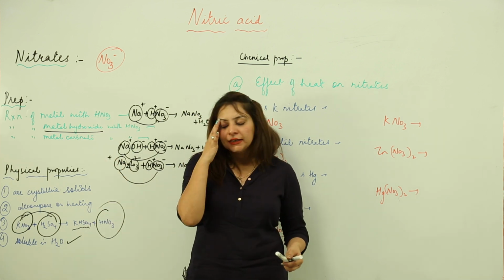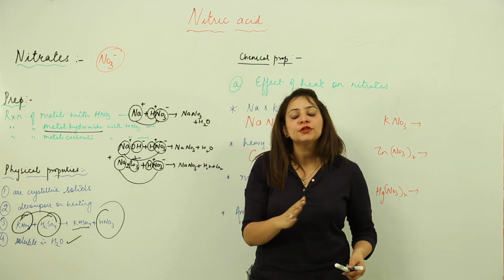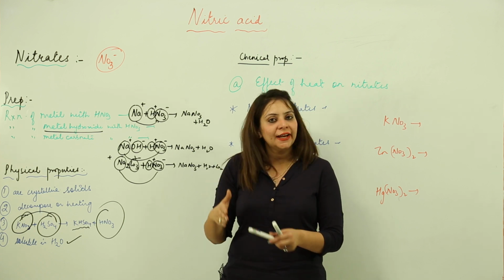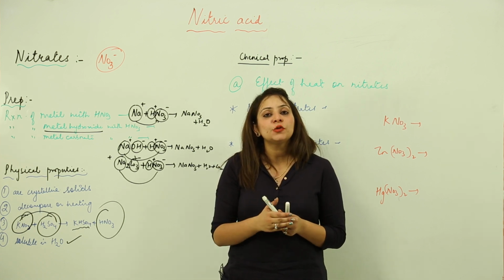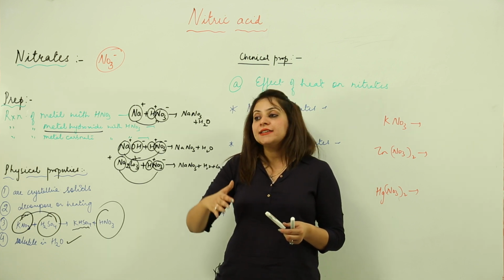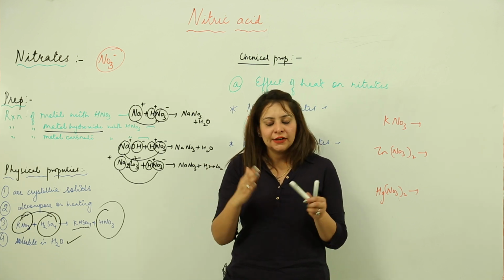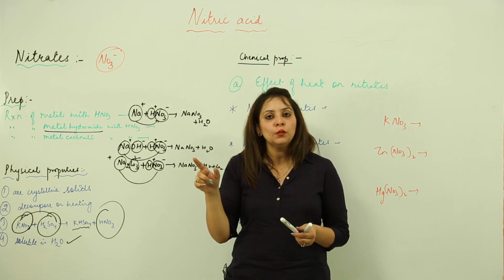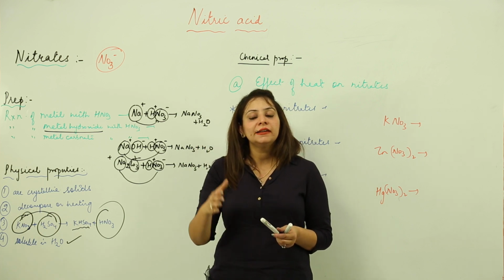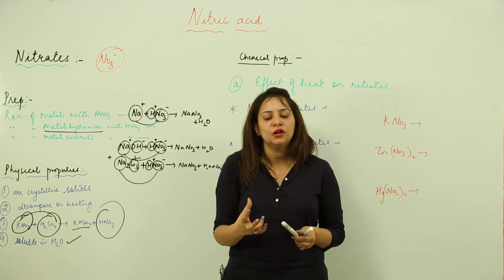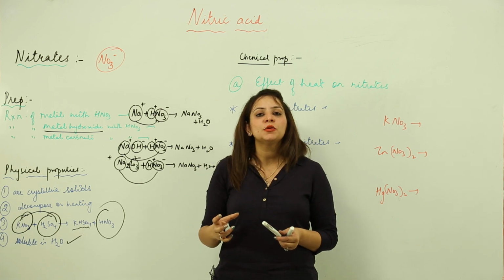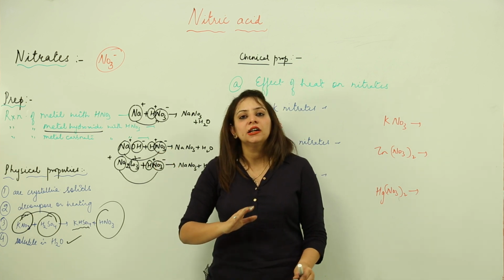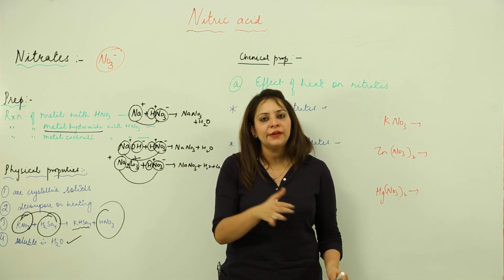One more thing is striking in my mind, if we are talking about color, you should know that mostly metal nitrates are white in color, except copper nitrate is blue, ferrous nitrate has a dirty green color, and ferric nitrate has a reddish brown color. I will repeat: copper nitrate has a blue color, ferrous nitrate, Fe2 positive I am talking about, has a light green or dirty green color, and ferric nitrate possesses a reddish brown color. So generally all metal nitrates are colorless except copper, ferrous and ferric nitrate.